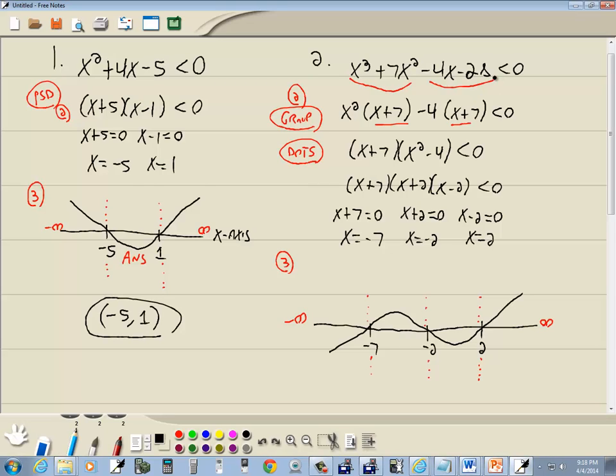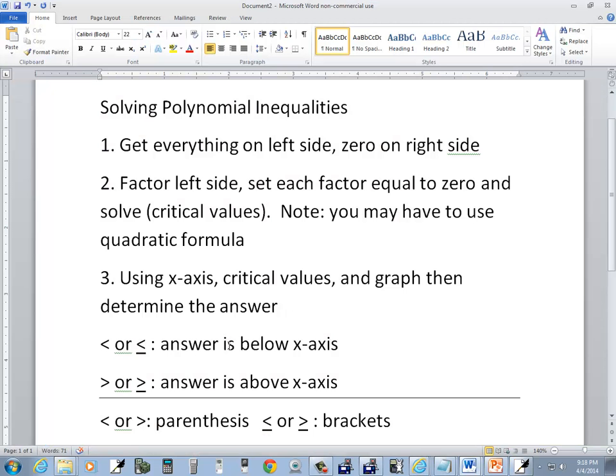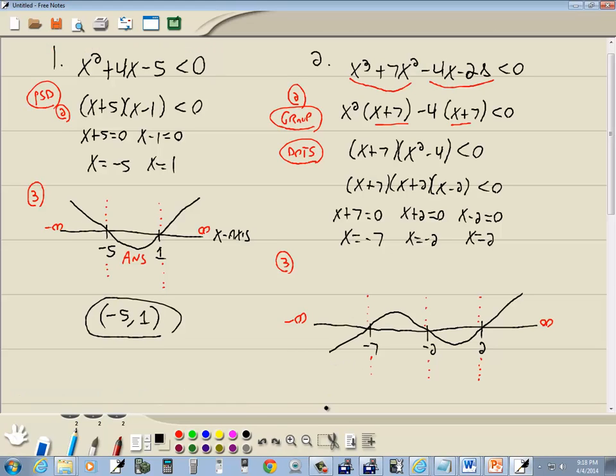This problem is a less than. With less than, we say our answer is below the x-axis. So I'm looking where my graph is below the x-axis. Well, it's below here, and it's also below here. This interval is negative infinity to negative 7, and this one is negative 2 to positive 2.